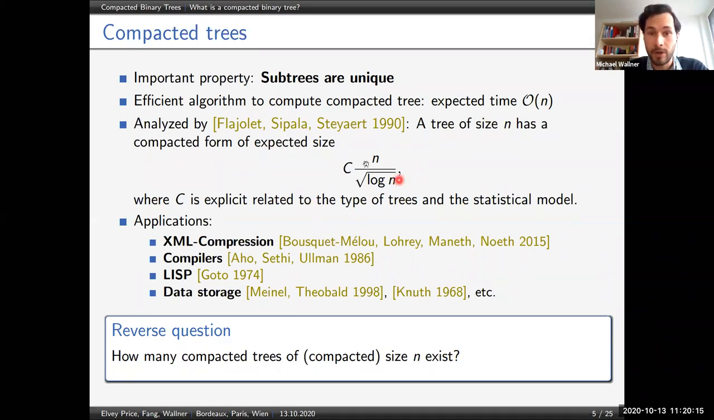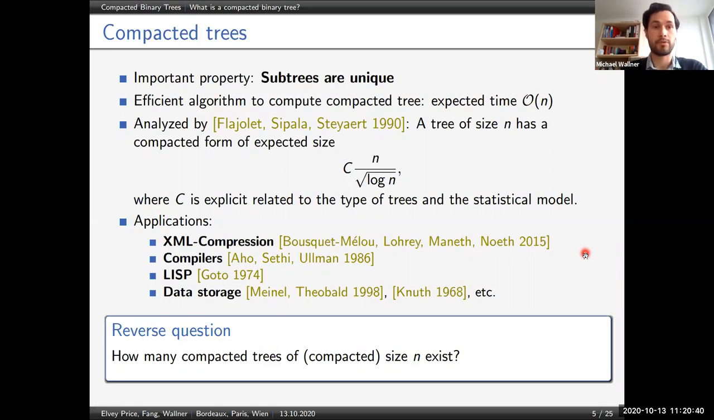So what that means, well, you win a lot. You win a square root log n. So for large n, it doesn't look like too much, but it's definitely not of the same scale. Where does this appear? Well, we didn't make it up. It appears in XML expressions, in compilers. It's known as the common sub-expression problem. It's used in Lisp as a data storage and so on.